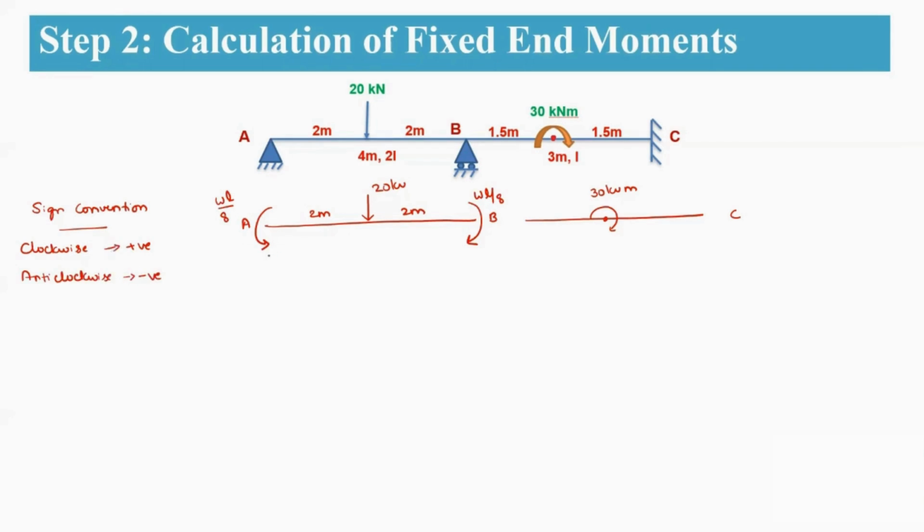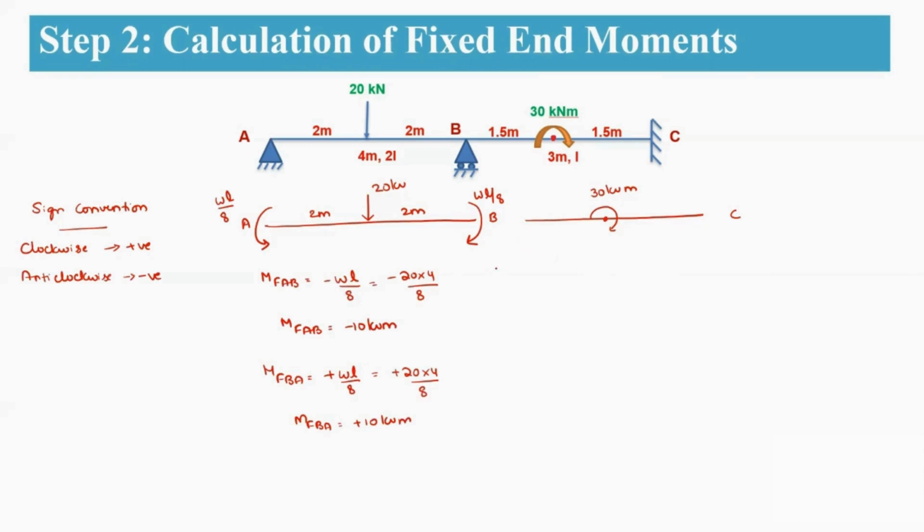Okay. So here for AB span, as it is an anti-clockwise moment, you can write fixed end moment MFAB will be equal to minus WL by 8. So that means minus 20 into 4 by 8. So that means MFAB will be equal to minus 10 kilonewton meter. Similarly, MFBA will be equal to plus WL by 8. As it is in the clockwise direction, that is plus 20 into 4 by 8. Therefore, MFBA will be equal to plus 10 kilonewton meter.